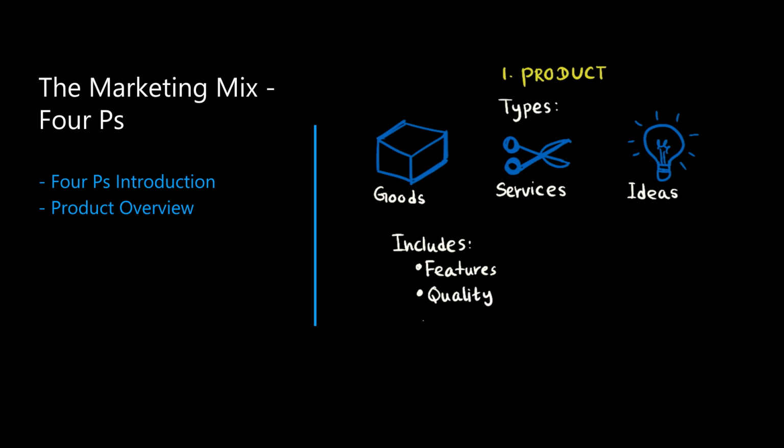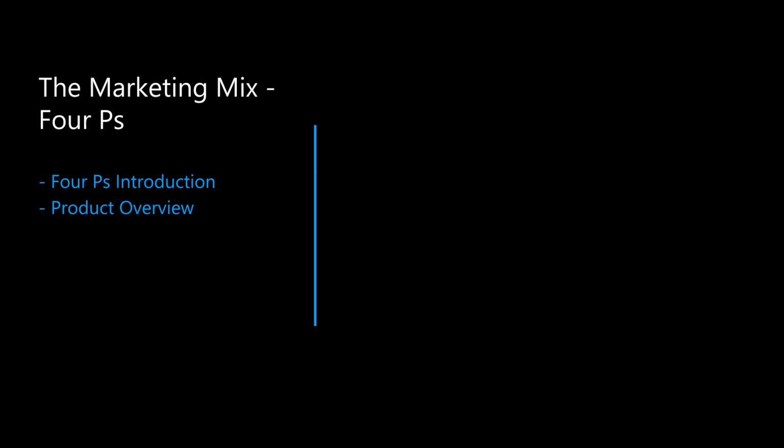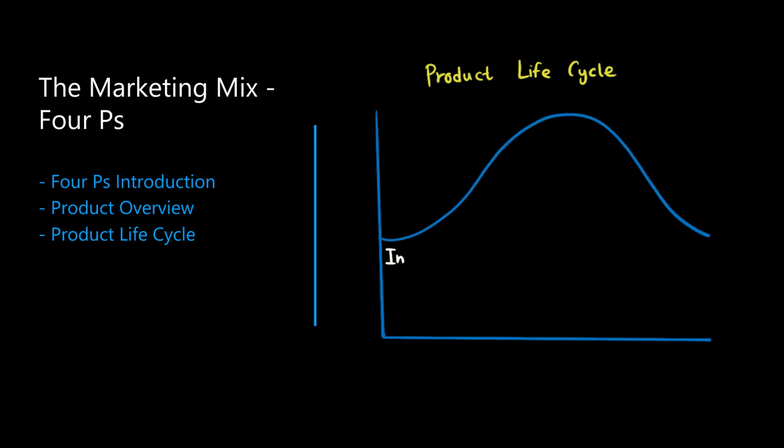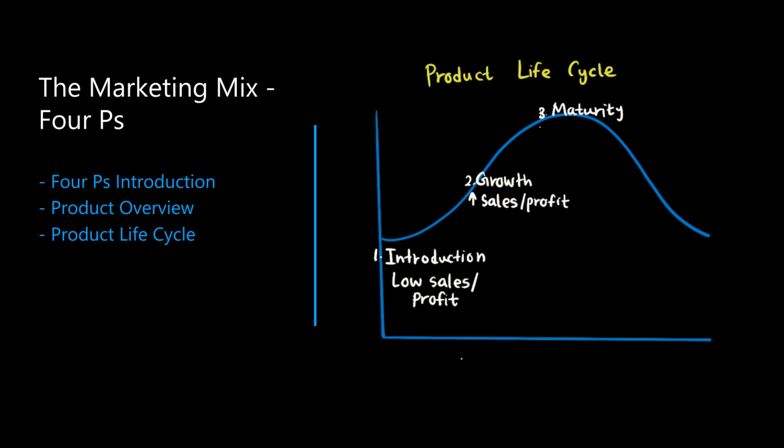The product element includes decisions about features, quality, design, packaging, brand name, and even the product life cycle. Every product goes through 4 stages: introduction with low sales and little profit, growth with rapidly increasing sales and profits, maturity with high but eventually declining profits, and finally decline where sales drop off. Understanding where a product sits in this life cycle shapes every other marketing decision.